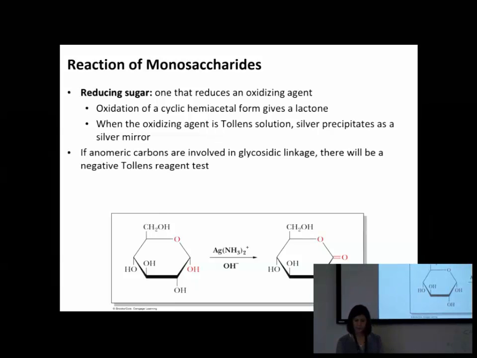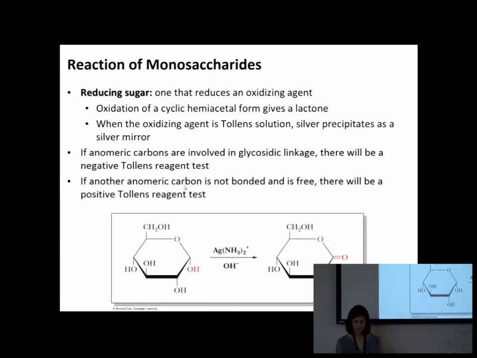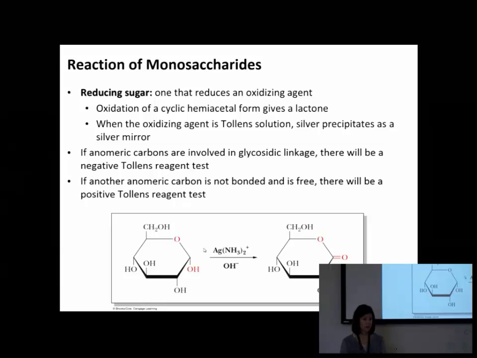So if it's involved in what we call a glycosidic linkage, there will be a negative Tollens test reagent. If another anomeric carbon is free, there'll be a positive Tollens test. And the positive is that you'll see a silver mirror because the silver ion is going to go from a silver ion to silver metal. Okay.